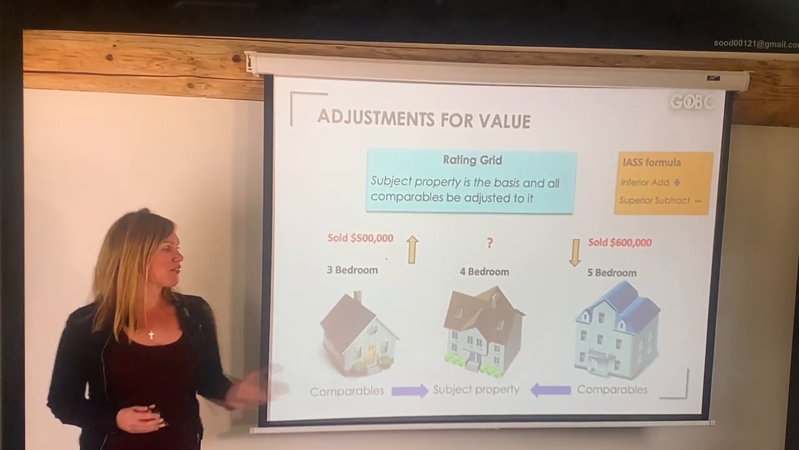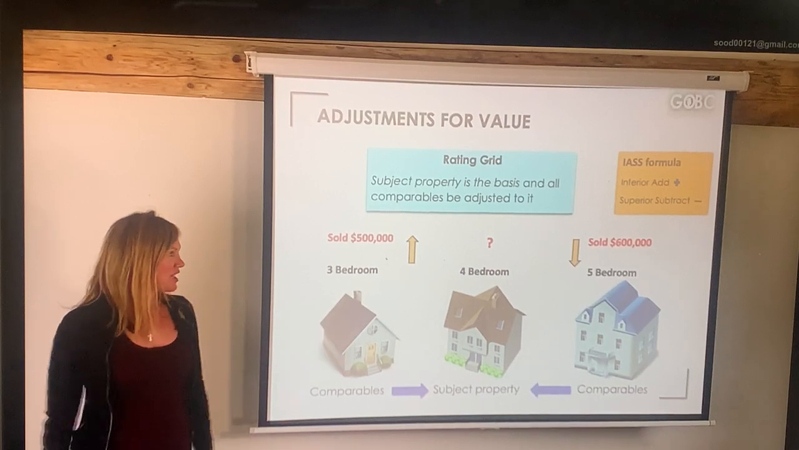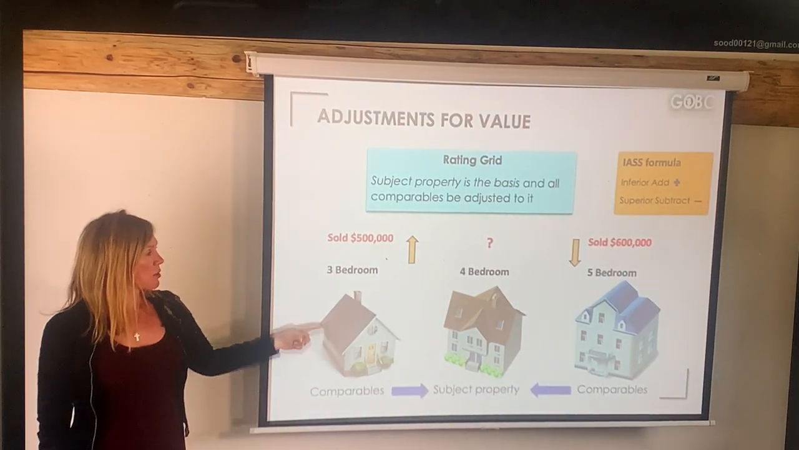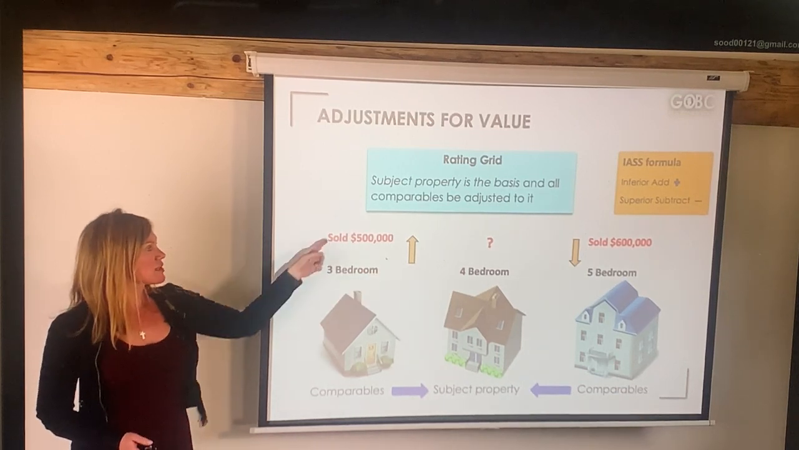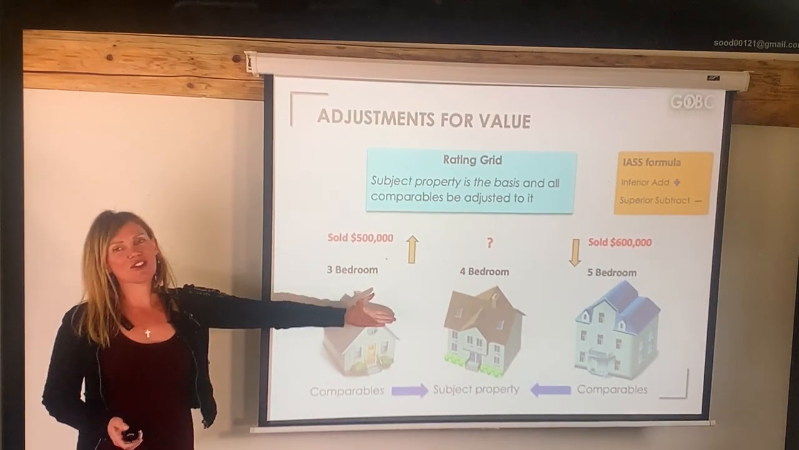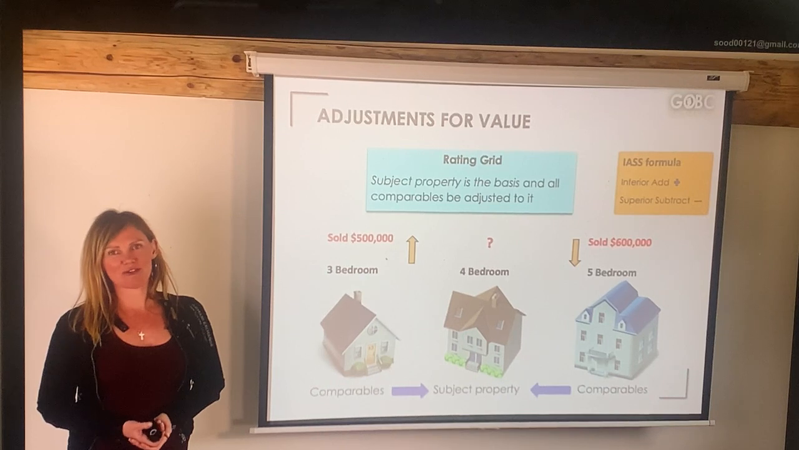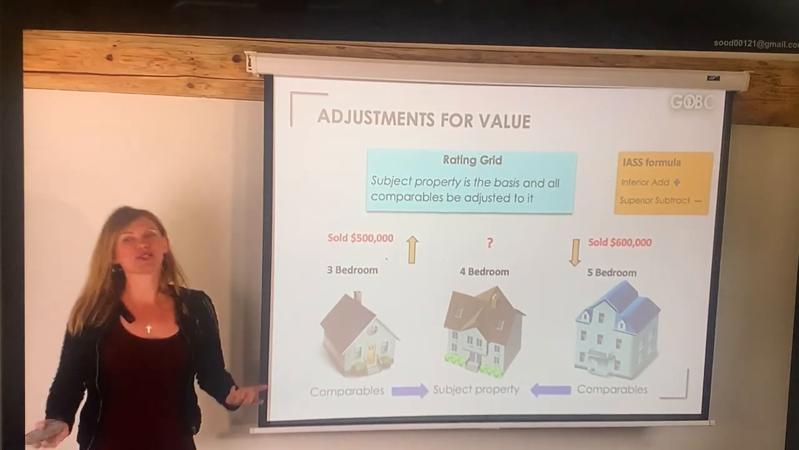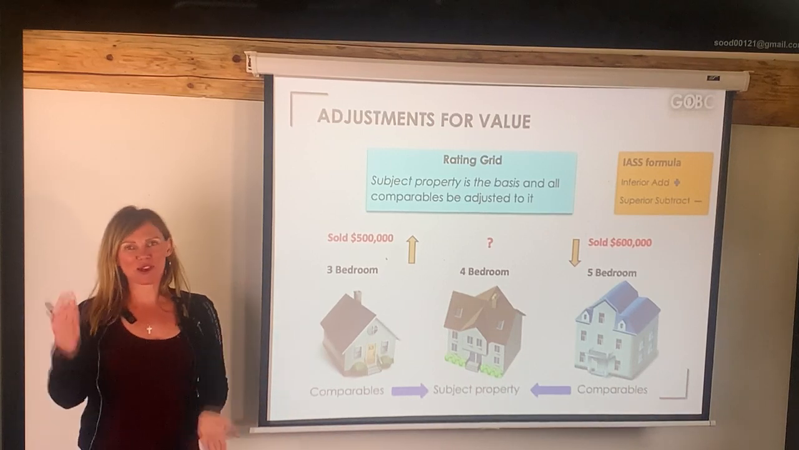But if I look at the picture, this is how we do it in real life too. I say, okay, this is my subject property. That's the one I'm trying to figure out the price for. There's one comparable that has 3 bedrooms, the other has 5 bedrooms. This one sold for 500, that one sold for 600. You know how much you would sell the subject property for, right? You would say it's probably worth 550. You go in between. That's exactly what we do in real life. But for the exam, they want you to ask what would happen to the prices.